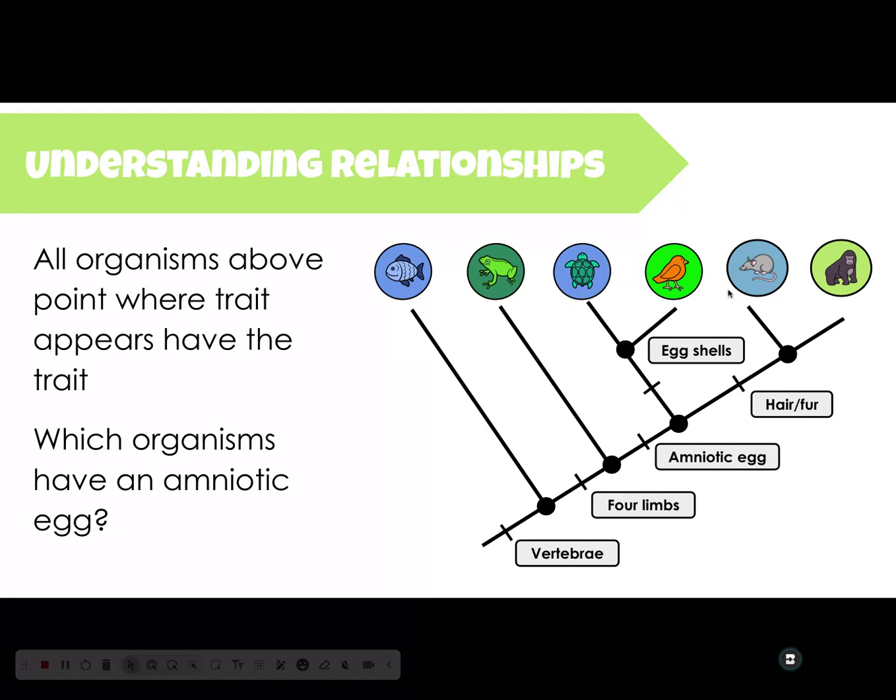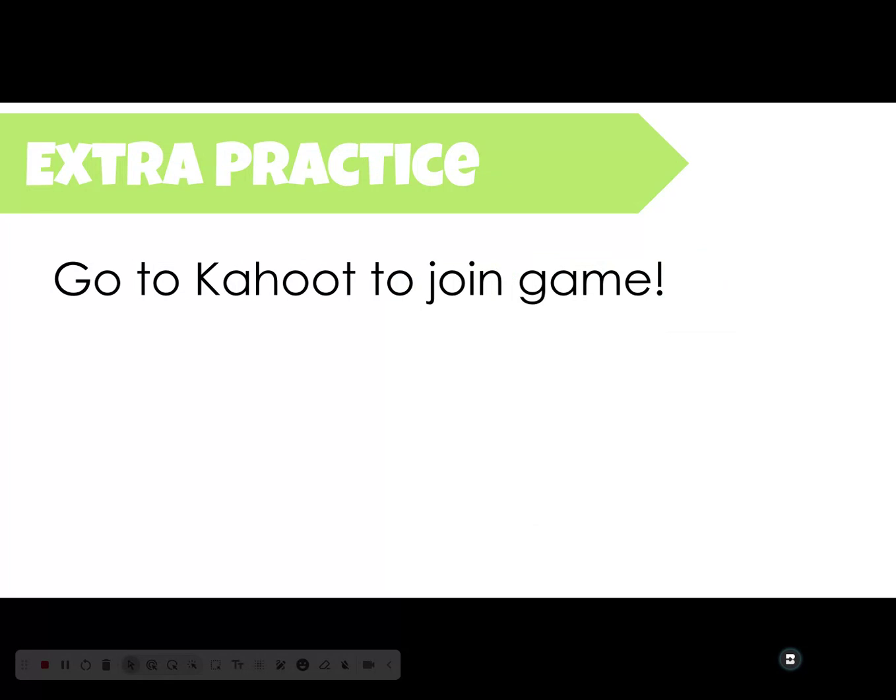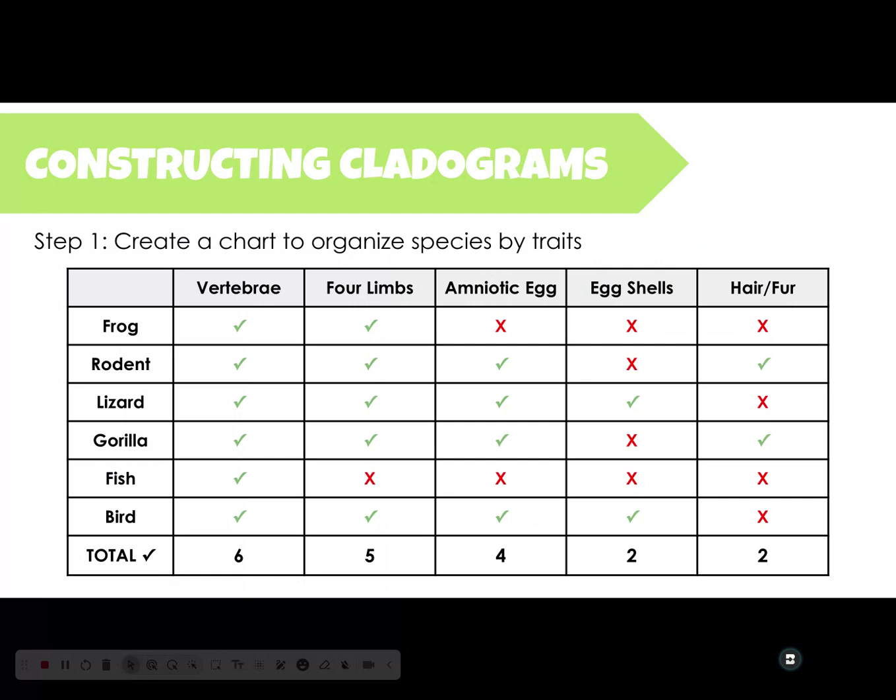We can also go up here. Rodents would have it, as well as primates. Again, they are all after that point in time where the amniotic egg trait appears. So now you kind of understand how to read them. Let's think about how to construct them. I would do a little bit of practice in class where we practice interpreting these cladograms, but let's first understand how we can construct them.